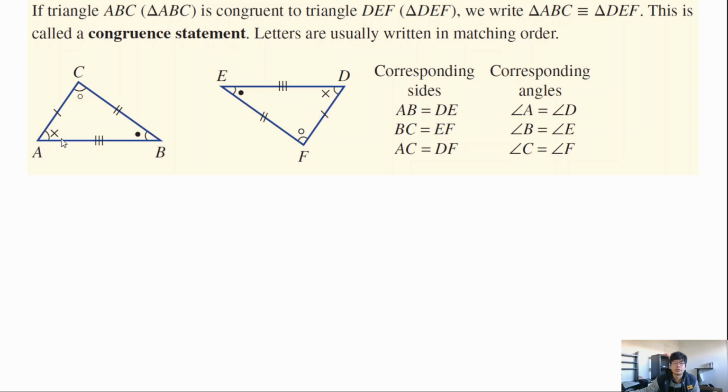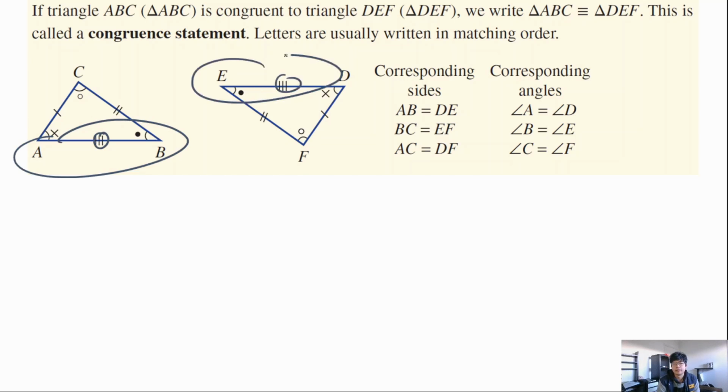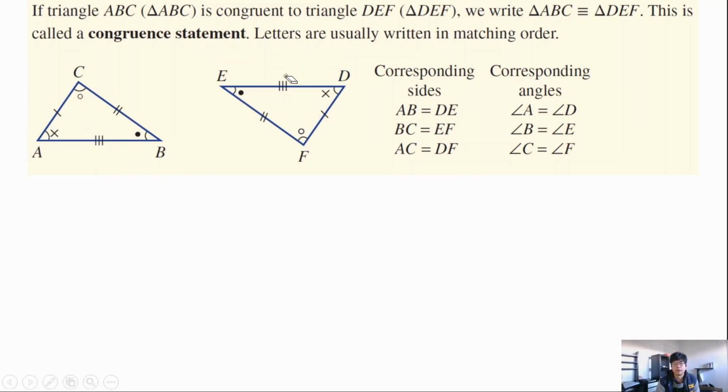Another example here, triangle ABC is congruent to triangle DEF. If we rotate this one, so this flat side is on the bottom, it will be exactly the same triangle. So the corresponding sides of this triangle, we have AB equals DE, this side here, noted by the three lines. They're the same length. BC is the same length, denoted by the two lines there. And AC is going to be the same as DF, denoted by that line there.